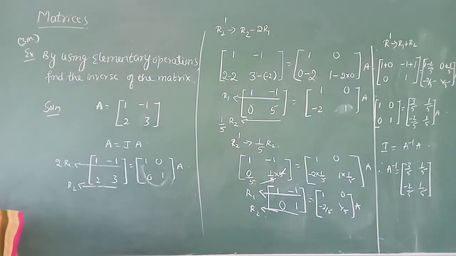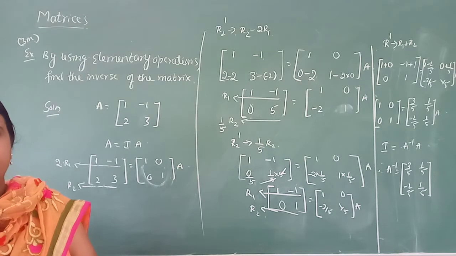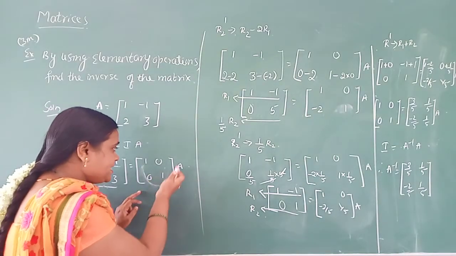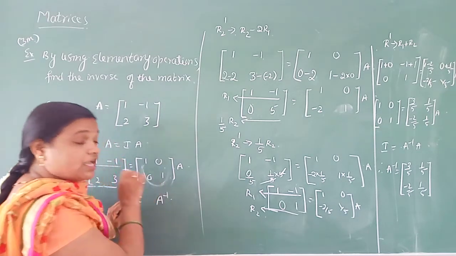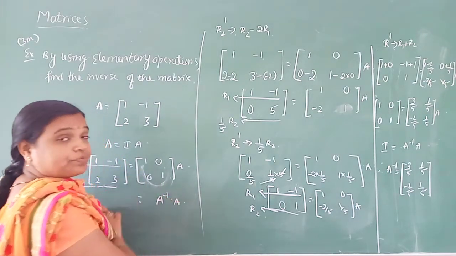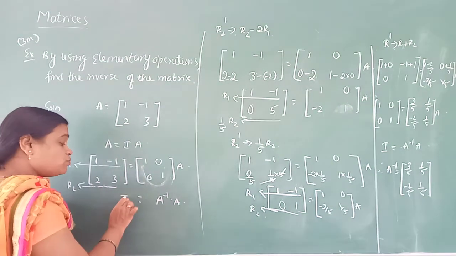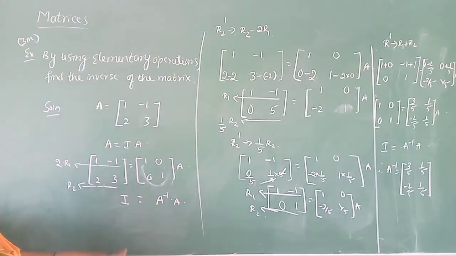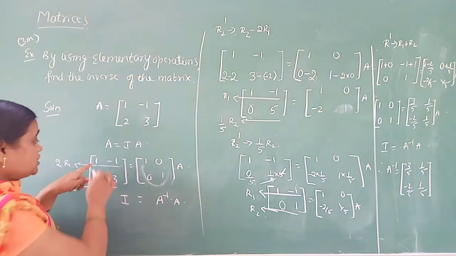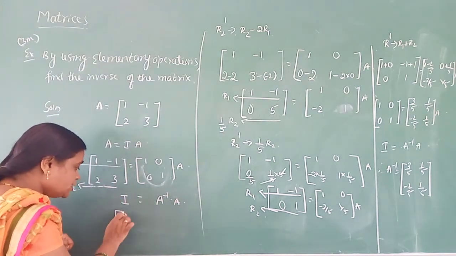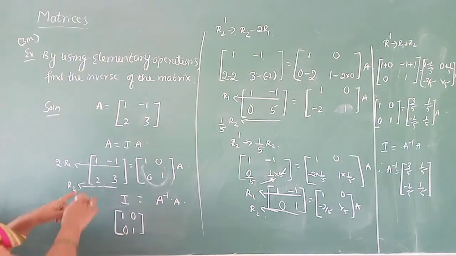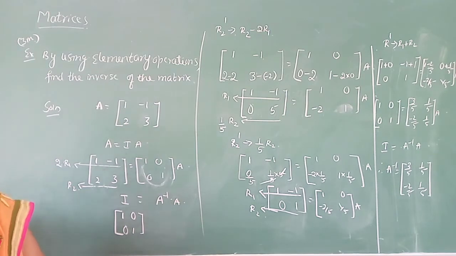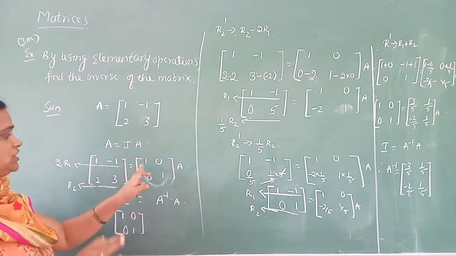Now here we need A inverse. For that, this identity matrix we are converting in the form of A inverse, so that I can get this, which is I. I want to convert this into the form of [1 0; 0 1]. For that, one is already there, no changes.